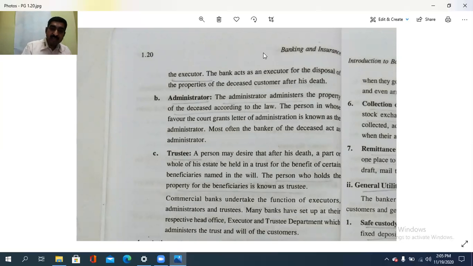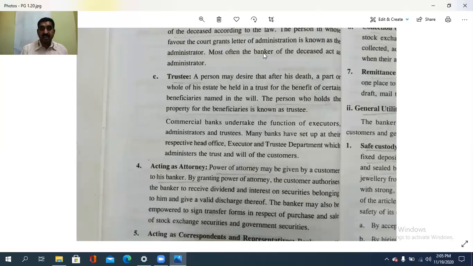And the third is the trustee. Who is a trustee? One who can be trusted. A person may desire that after his death a part or whole of his estate be held in a trust for the benefit of certain beneficiaries named in the will. The person who holds the property for the beneficiaries is known as a trustee. So it is a trustee.